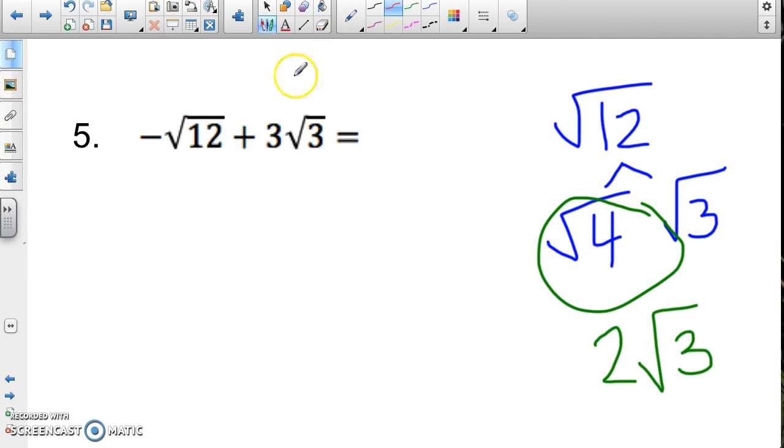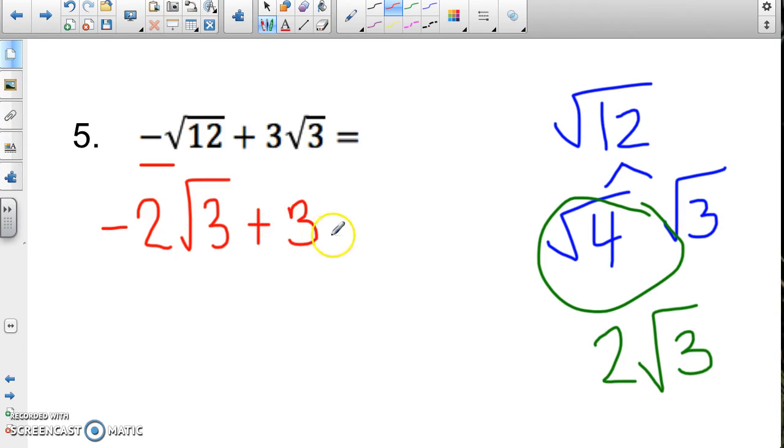The biggest thing here is you do not want to forget about this negative sign. So you might want to write that down first before you even simplify radical 12 so that you don't forget it. And again, radical 12 simplified to 2 radical 3. And we're going to add that to our 3 radical 3, which clearly doesn't simplify any farther. And now we have like terms again because of the 3 inside the radical. So we take our negative 2 and we add 3 and you'll end up getting 1.